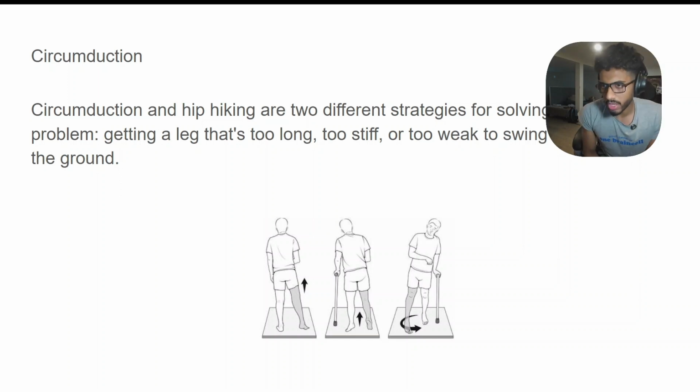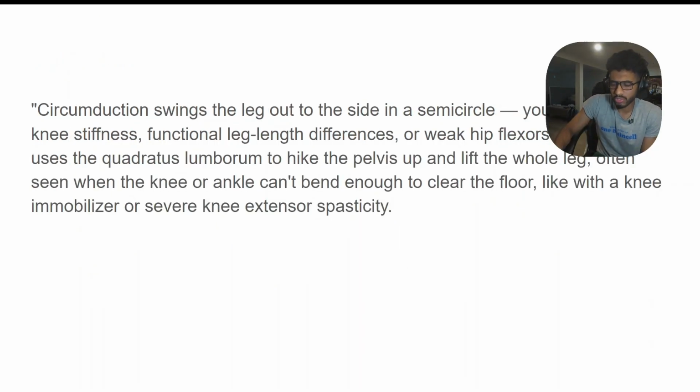So these two things are coming because of the problem of getting a leg that is too long, or too stiff, or too weak to swing through off the ground. Whether they feel like it's too long, too stiff, or too weak to swing through off the ground, this is usually the time when they get the circumduction.